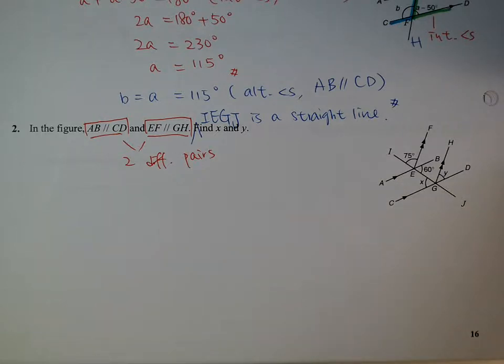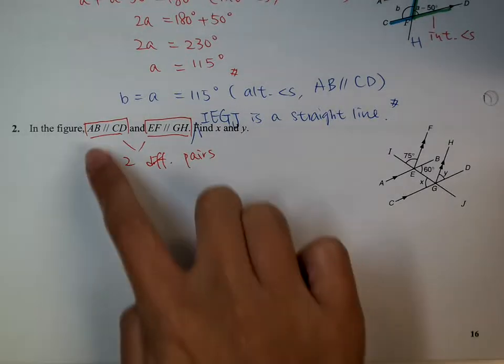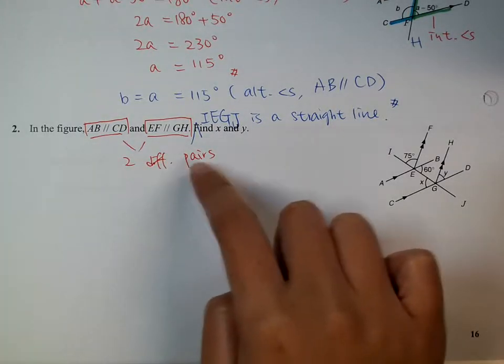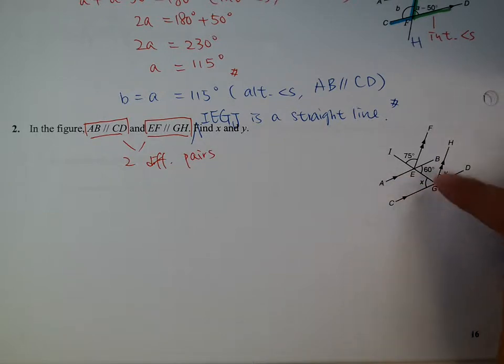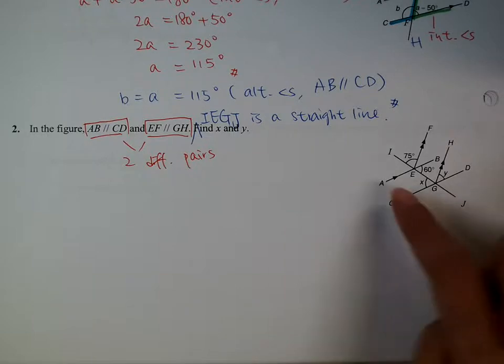Okay, the question mentioned AB parallel to CD and EF parallel to GH. So these are two different pairs of parallel lines. So you look at the figure. AB and CD use one arrow to represent one pair. EF and GH use two arrows to represent another pair. They are different pairs.